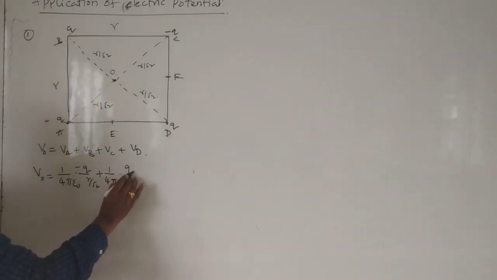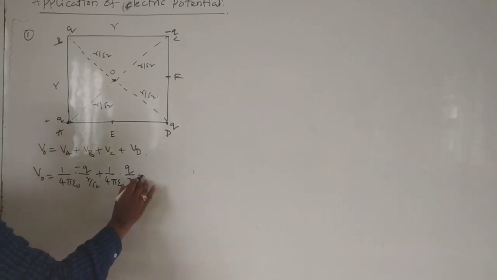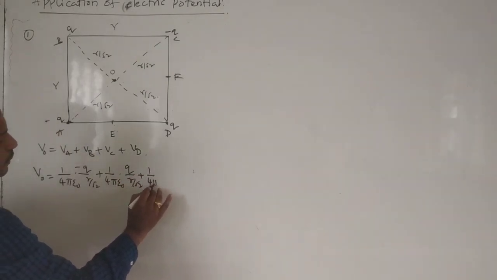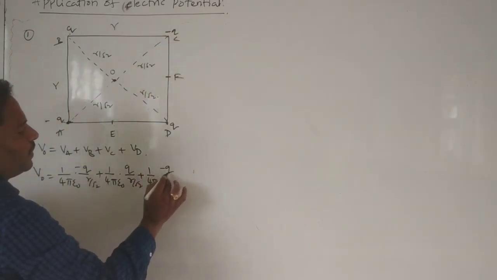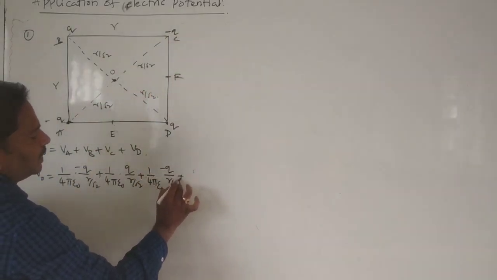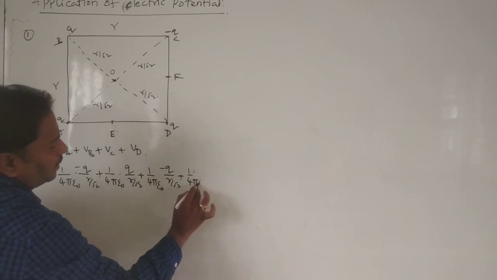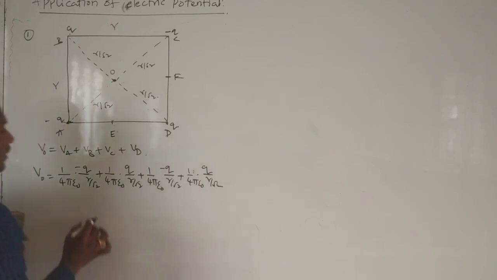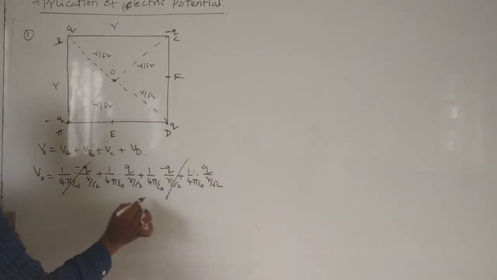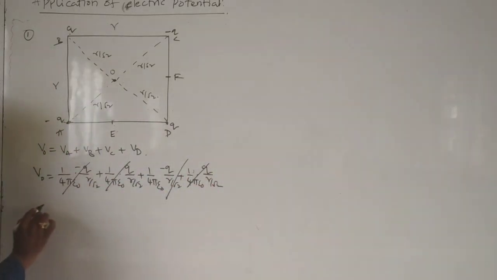plus the charge due to this at this point, 1 by 4 pi epsilon naught Q by R by root 2, plus 1 by 4 pi epsilon naught due to this charge at this point, minus Q by R by root 2, plus 1 by 4 pi epsilon naught Q by R by root 2. So this cancels and this cancels. So V naught equals 0, the potential at this point.